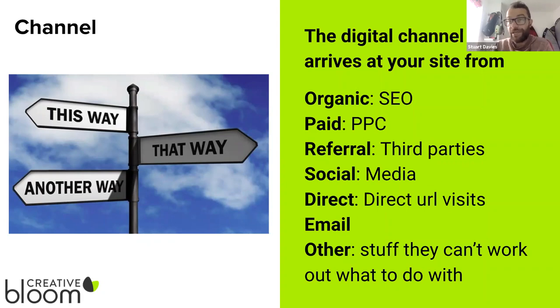Social: social media all grouped in one bucket, which is quite helpful. Google will also talk about a channel called direct. Direct is mostly people typing your website URL into a browser or coming from a bookmark link, and they come straight onto your website. They haven't found you in a search engine or come through anything else. They've just gone to createbloomrocks.com.